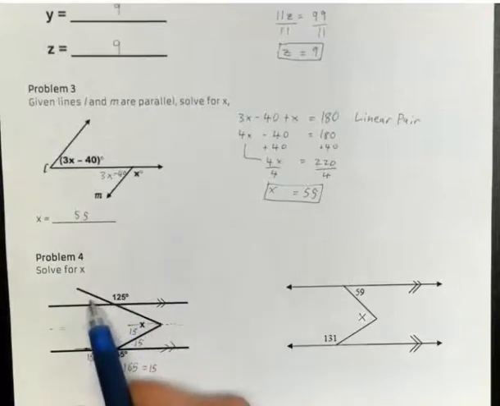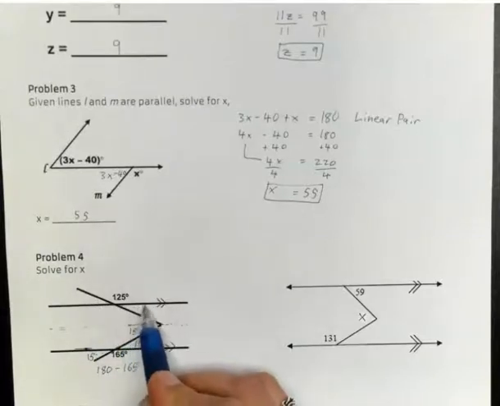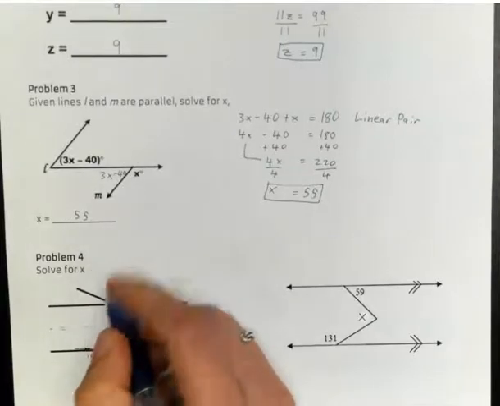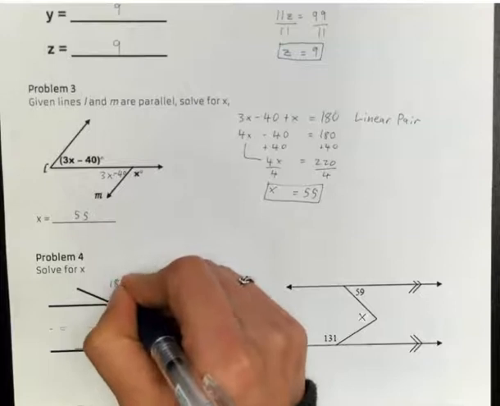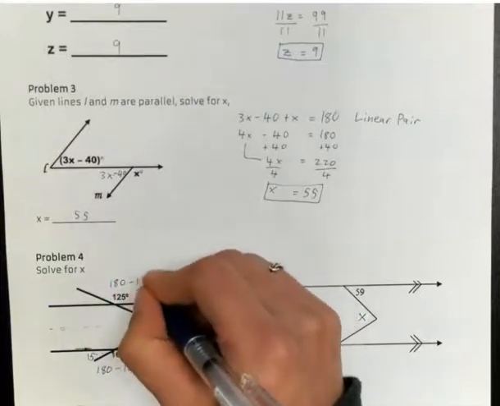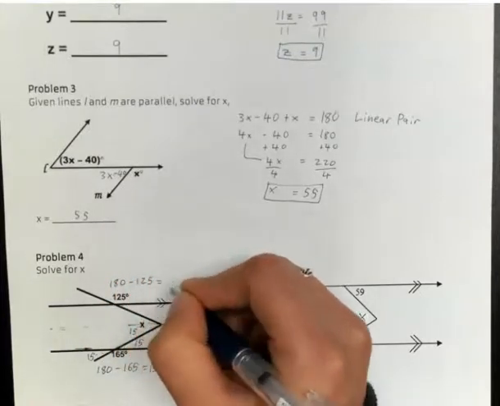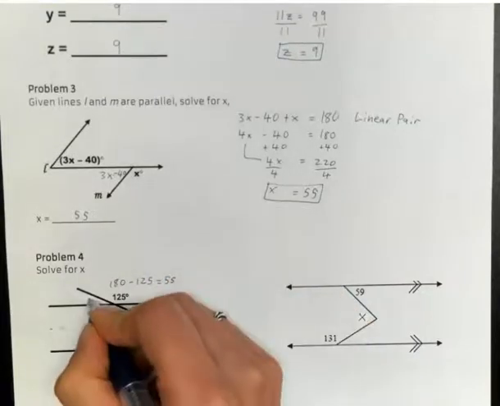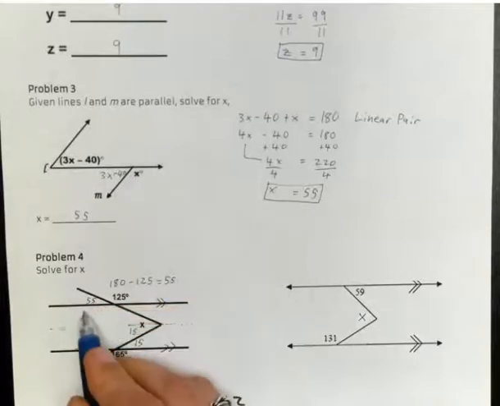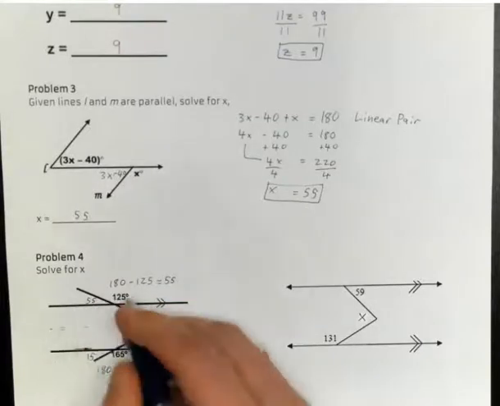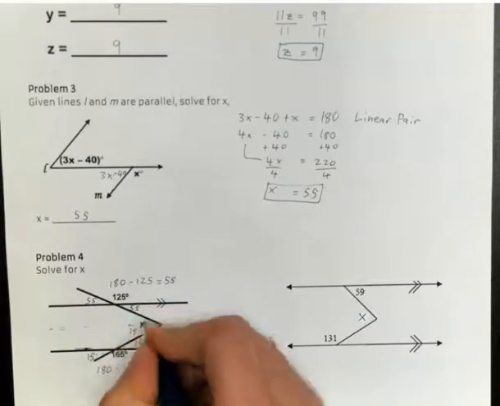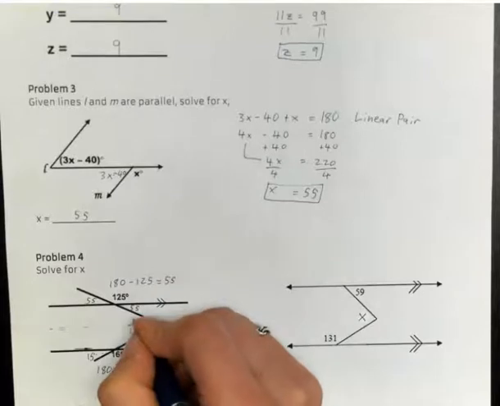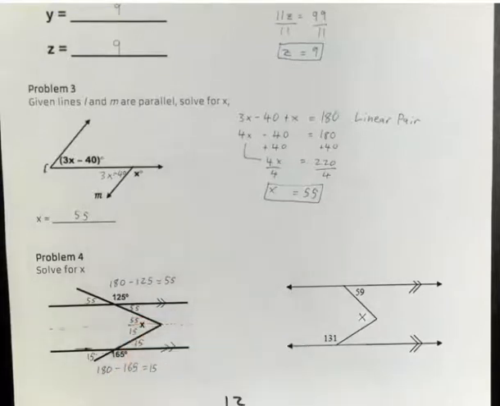Okay, next, same thing right here. Alternate interior angles right here. So 180 minus 125 is equal to 55. So that means that this angle is going to be 55 because of supplementary angles. This angle right here is 55 because of vertical angles, and then this angle right here is 55 because of alternate interior angles.